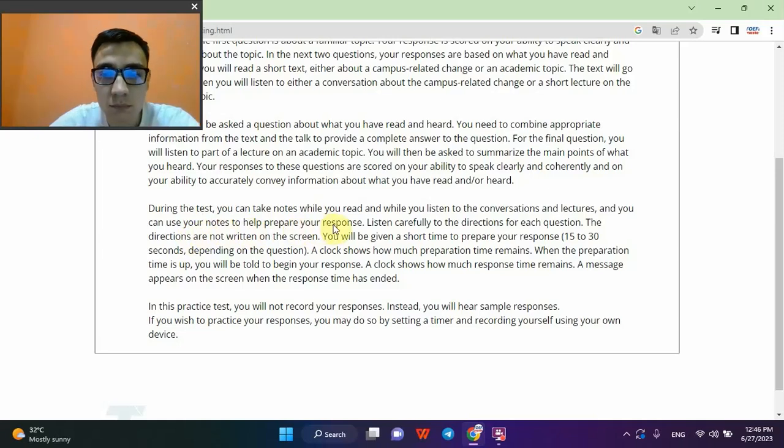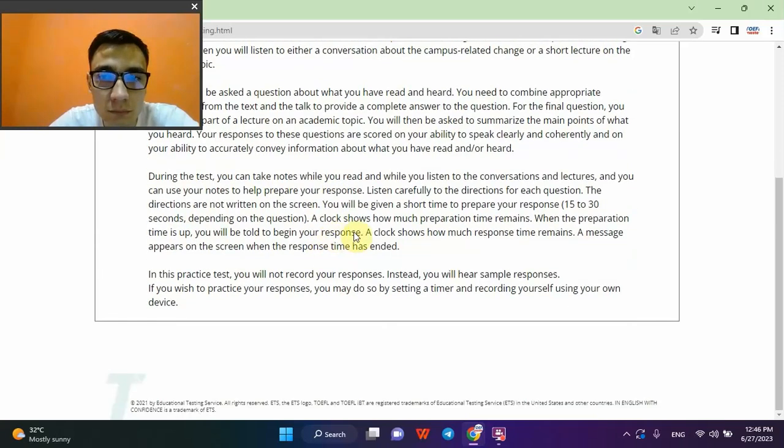Listen carefully to the directions for each question. The directions are not written on the screen. You will be given a short time to prepare your response, 15 to 30 seconds depending on the question. A clock shows how much preparation time remains. When the preparation time is up, you will be told to begin your response. A clock shows how much response time remains. A message appears on the screen when the response time has ended.